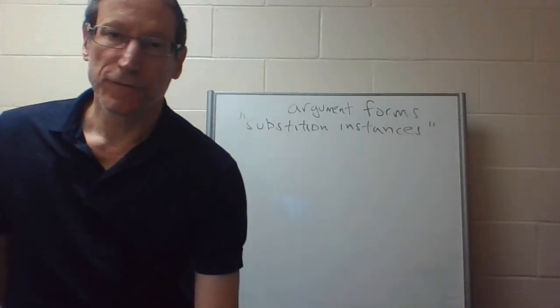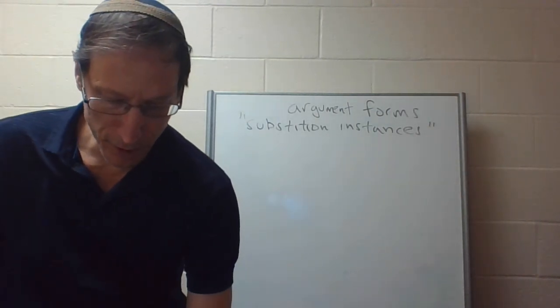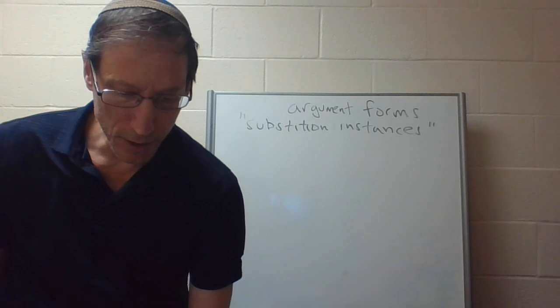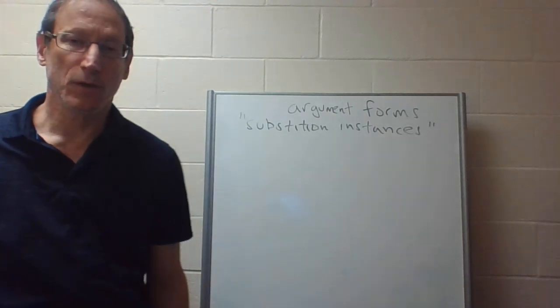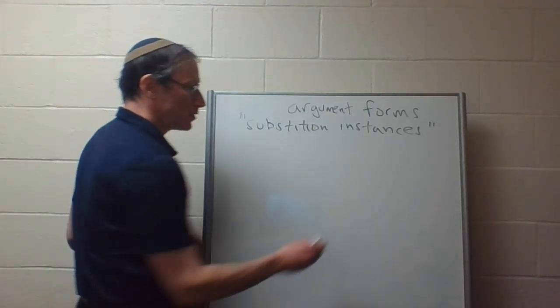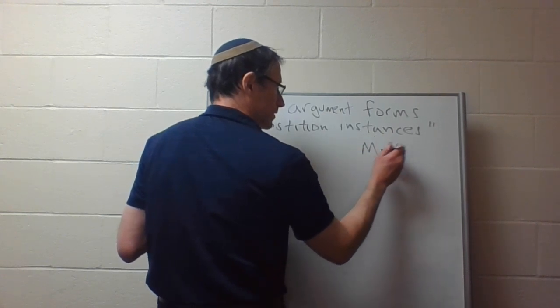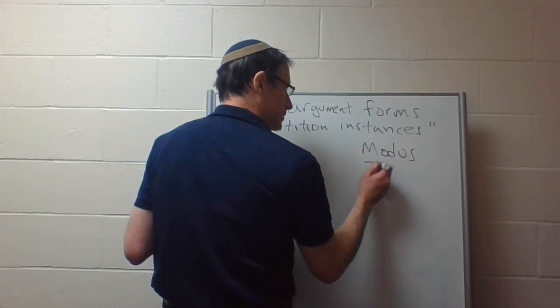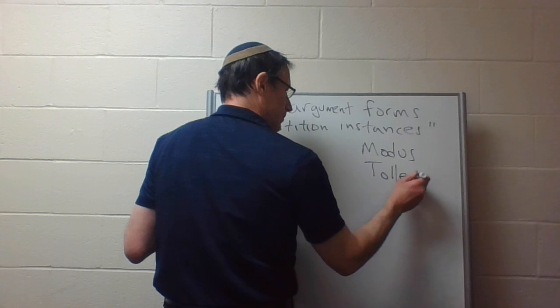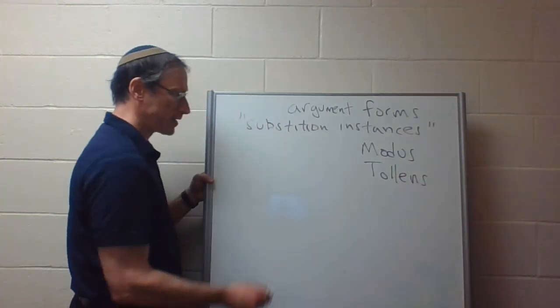Okay, let's talk about a few other argument forms. Let's talk about something called MT, or modus tollens. Modus tollens works like this. You have a horseshoe.